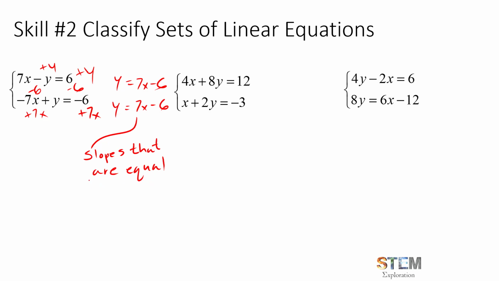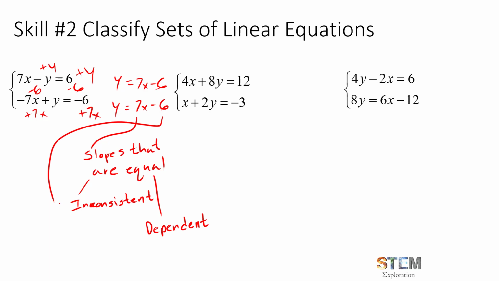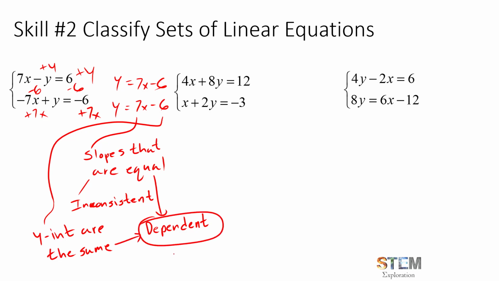So it gives me two options to look at here: inconsistent and dependent. Now, the other piece of information here is that the y-intercepts are also the same. And what this will tell me is that this particular system is a dependent system based on this breakdown. And so we can classify this really quickly if you put everything into y equals mx plus b format.